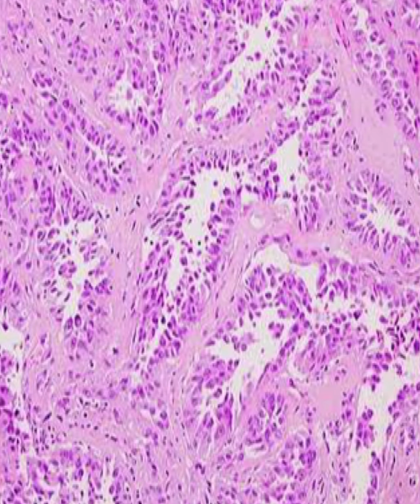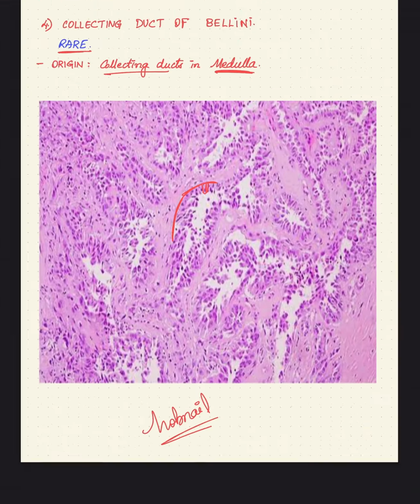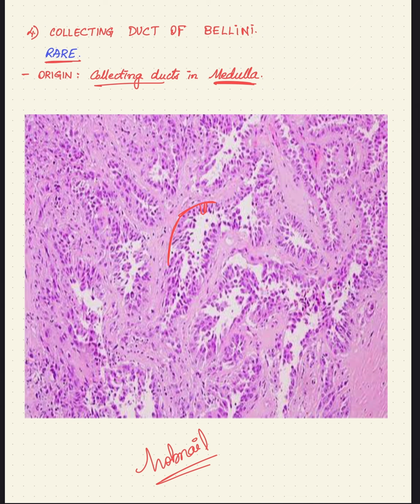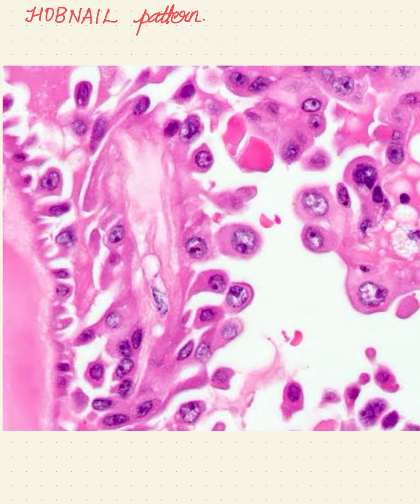Hobnailing means, suppose this is the basement membrane, and this is the surface. From here, the tumor cells arise, and they are very prominent into the cavity. They project into the cavity, like a nail, a hobnail. It's very characteristic, projecting into the cavity. See, this is typical. The nucleus is located apically. This is one cell. It projects into the lumen, very prominent.